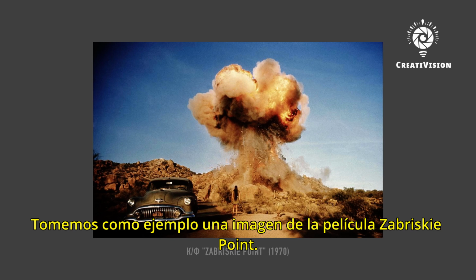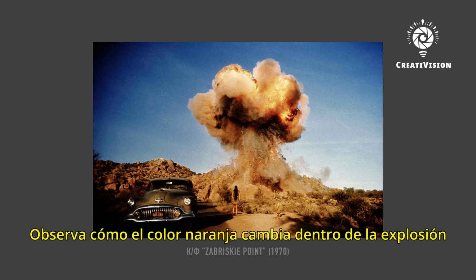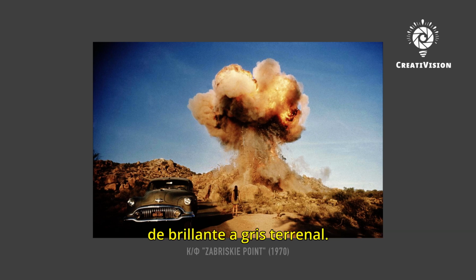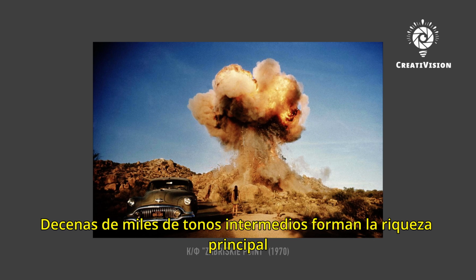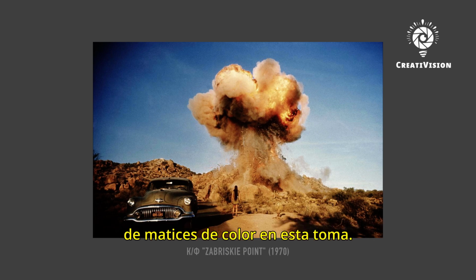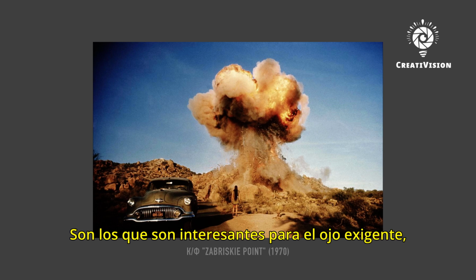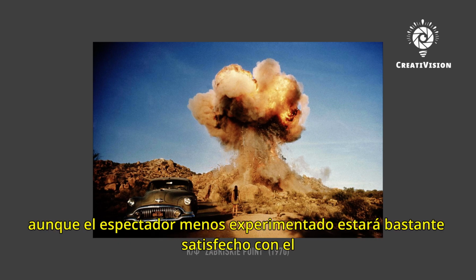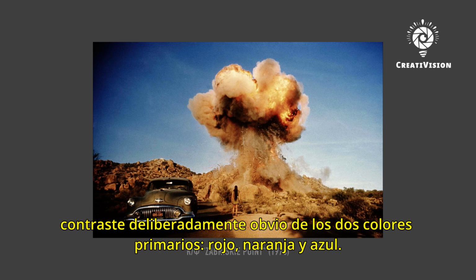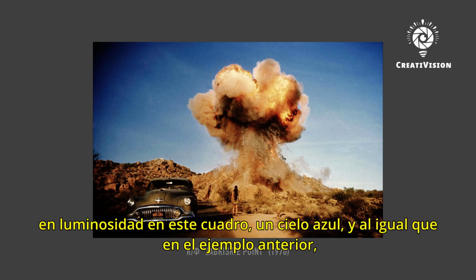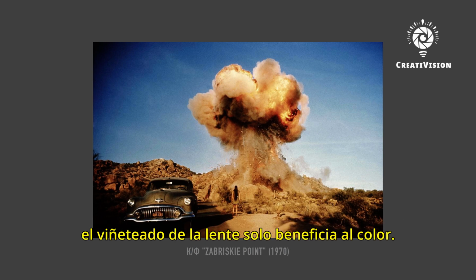Take a still from the movie Zabriskie Point as an example. Notice how the orange color changes within the explosion, from bright to earthy gray. Tens of thousands of intermediate shades form the main richness of color nuances in this shot. They are the ones that are interesting for the demanding eye, although the less experienced viewer will be quite satisfied with the deliberately obvious contrast of the two primary colors, red-orange and blue. There is also a variability in lightness in this frame, a blue sky, and just like in the previous example, lens vignetting only benefits the color.